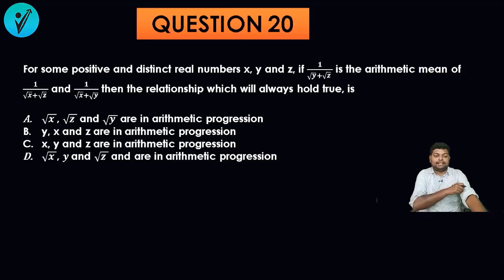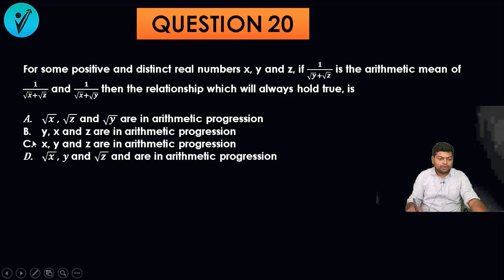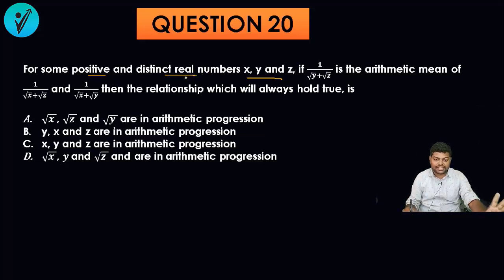Okay then, so let's see the next question, which is question number 20. Question number 20 says that for some positive and distinct real numbers x, y and z, so x, y and z are positive and they are distinct real numbers, so they are not the same. If 1 by root y plus root z is the arithmetic mean of 1 by root x plus root z and 1 by root x plus root y, then the relationship which will always hold true is. So out of the given options, which relation will always hold true?